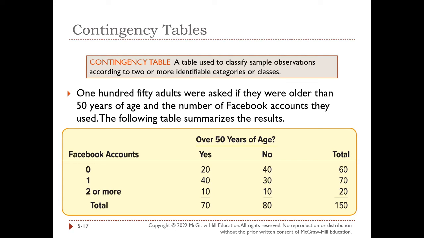Okay, the following table summarizes the results. Facebook accounts: we have 0, 1, 2 or more, over the years of age. With 0 Facebook accounts, we have over 50, 20 yes, 40 no, total of 60. 1: 40, 30, 70. And 2 or more, we have 10 and 10, yes and no. So that makes a grand total of 20 that had 2 or more, bringing it up to our total of 150.